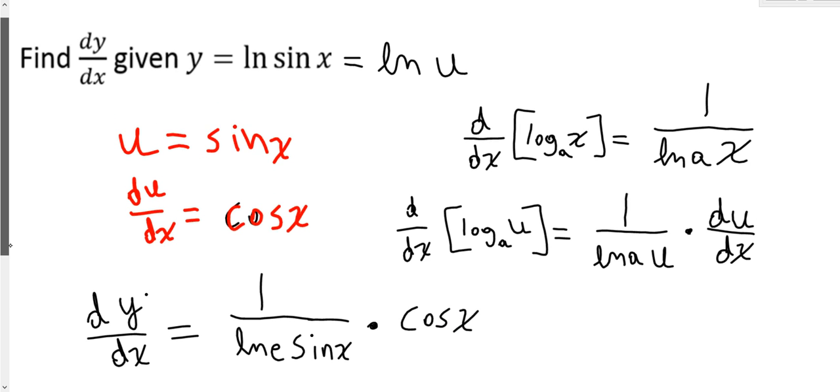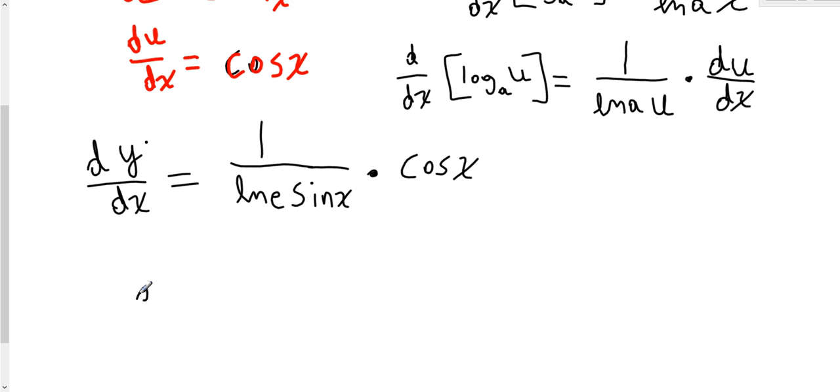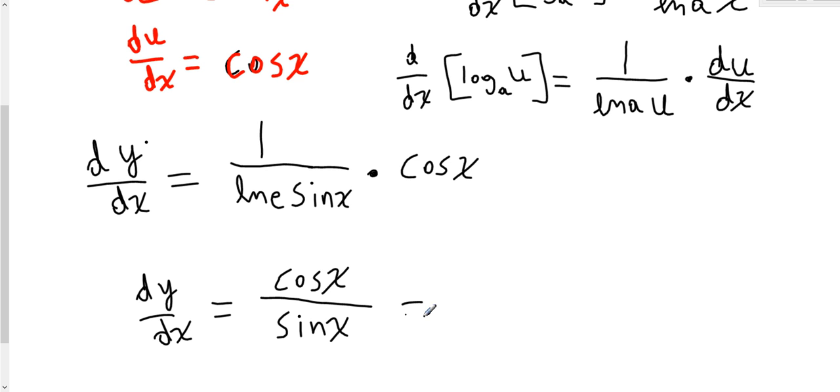All right, so simplifying this a little bit, we get that dy/dx is equal to, well, that's the cosine of x for the numerator. And the natural log of e is just 1, so the denominator is the sine of x. So this is then equal to cosine over sine, which is the cotangent of x. And there you have it.